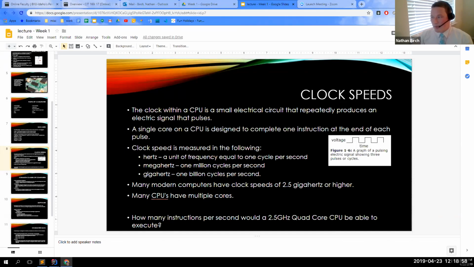Okay, any questions about clock speed? Okay.